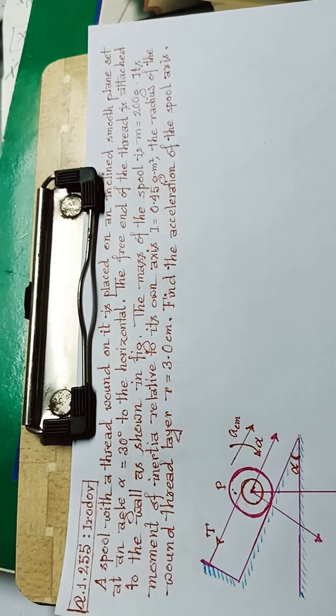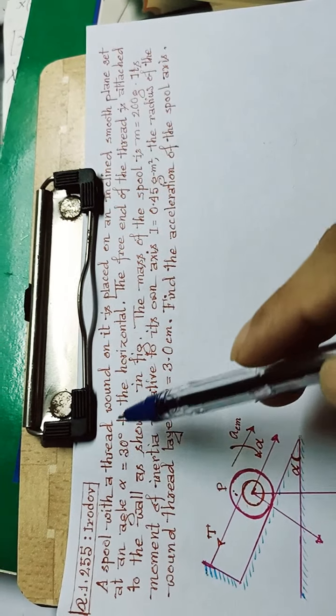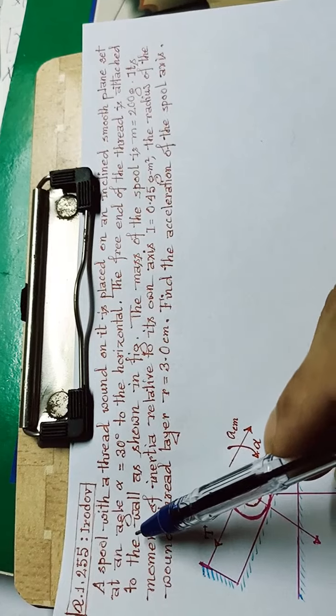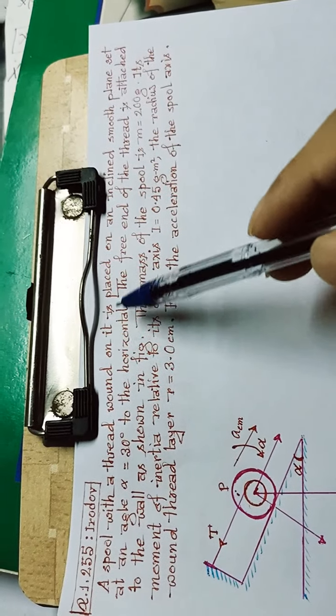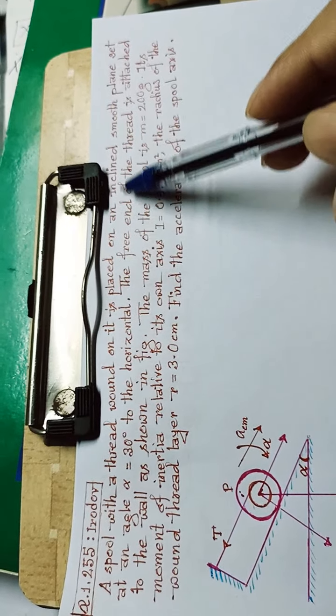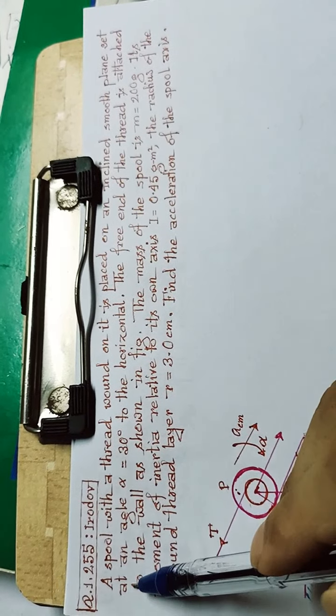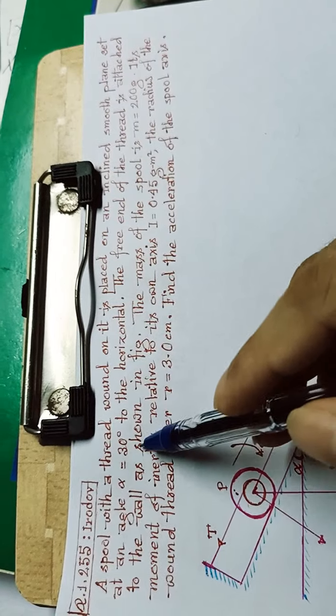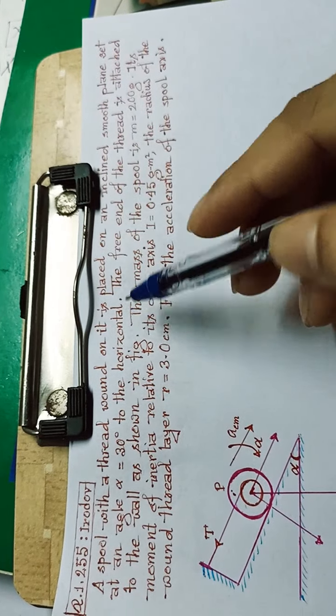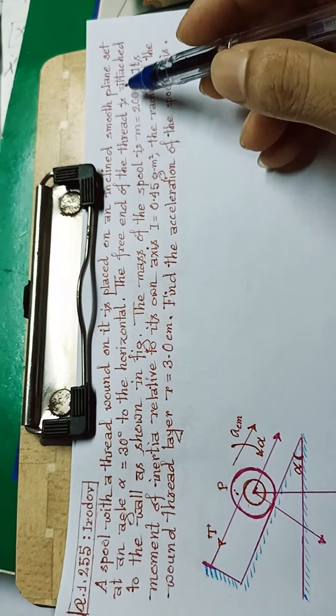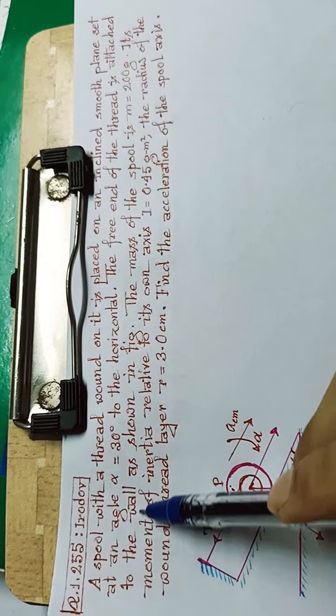Here is question number 1.255 from Irodov, Dynamics of a Solid Body. In this question it is given that a spool with thread wound on it is placed on an inclined smooth plane set at an angle alpha equal to 30 degrees to the horizontal. The free end of the thread is attached to the wall as shown in the figure.